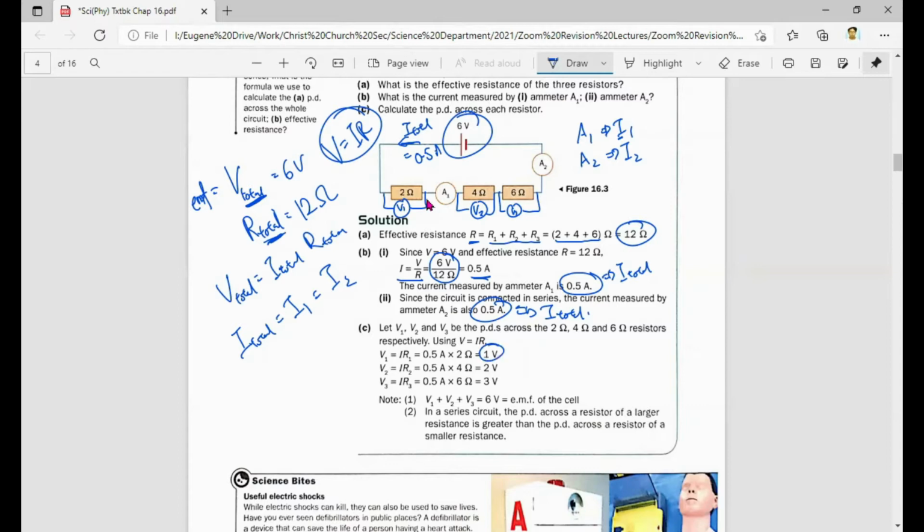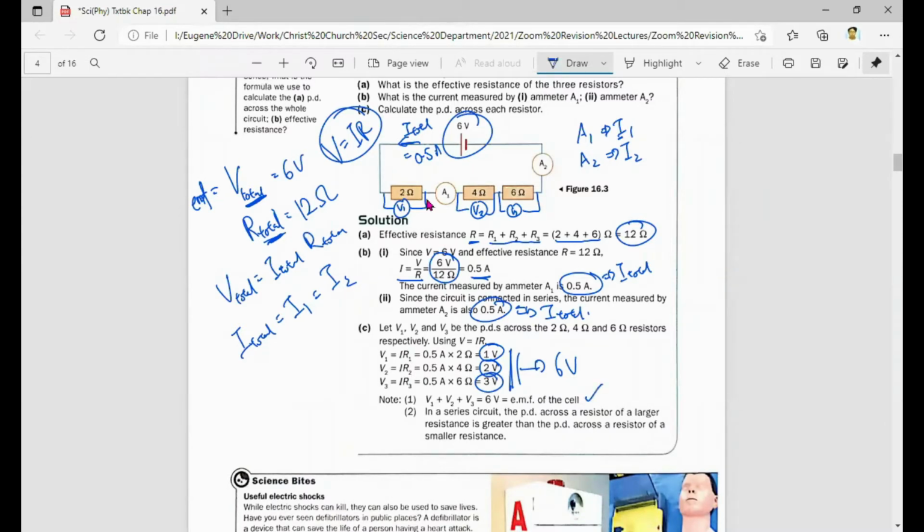The voltmeter across the 4 ohm will just be I2 times R2. What's the current flowing through the 4 ohm? It's the same as the total current, which is 0.5 also, multiplied by resistor 2, which is 4 ohm, you get 2 volts. Then you apply the same thing for the third one, 0.5 multiplied by 6, you get 3 volts. What you realize is that this should add up to 6 volts, because the sum of each of the potential differences, when you add them all up, should give you the EMF. So take note of this.